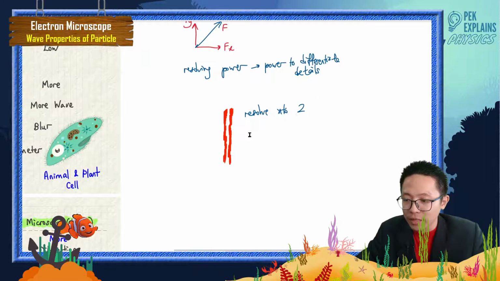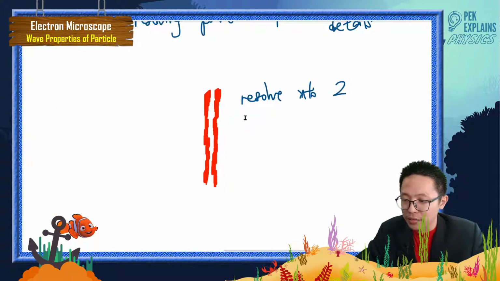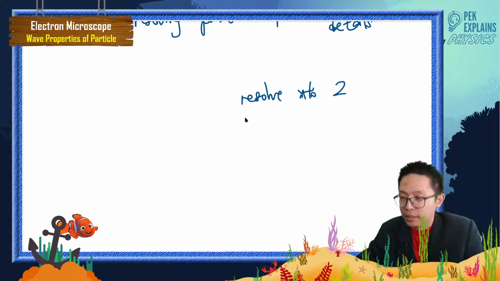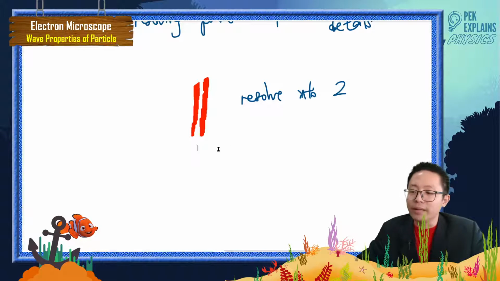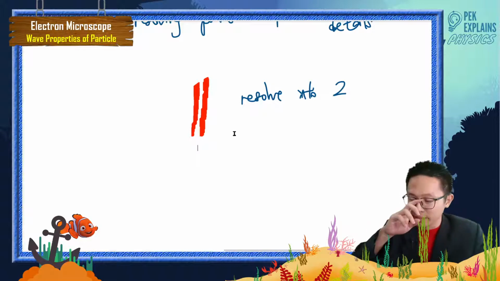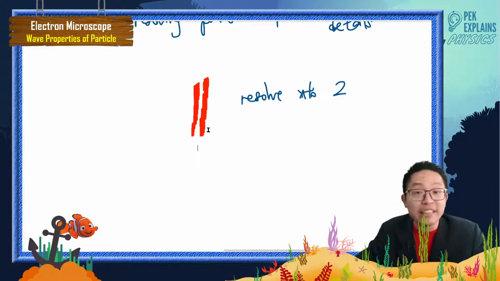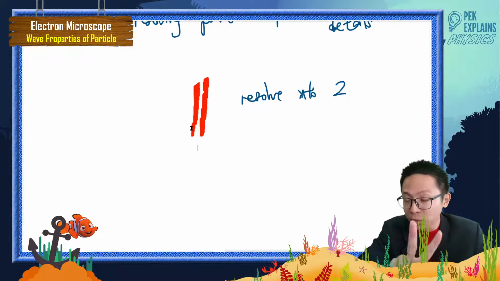But what if now you're looking very near? You can see, resolve into two. Maybe I should write it again. Now I can see resolve into two easily, isn't it? Now your resolving power: I can see details. You have two lines here.